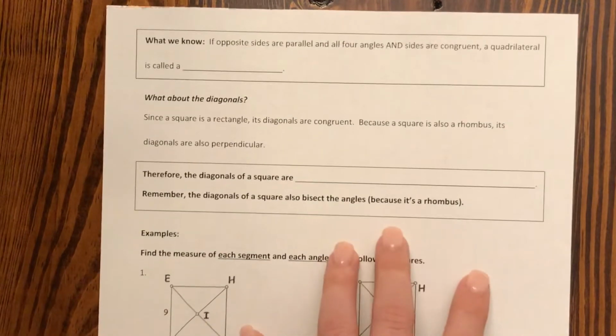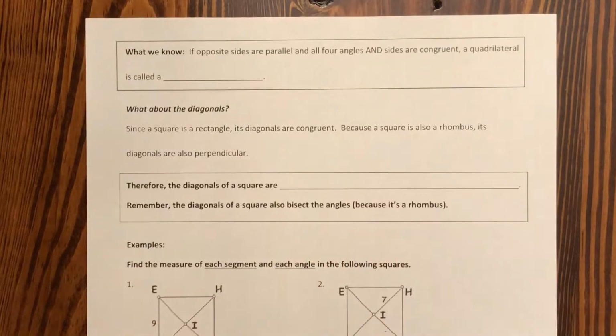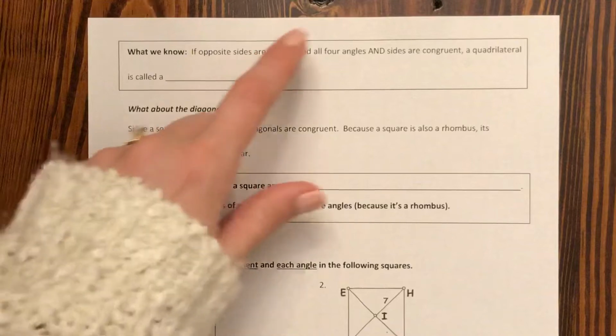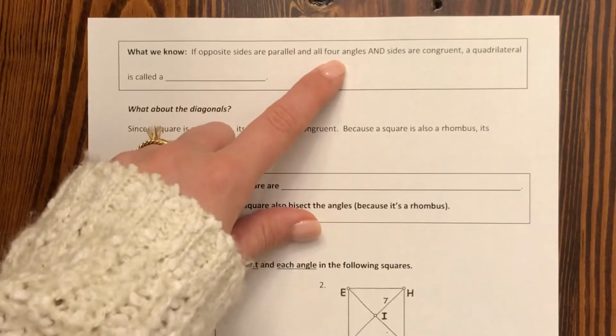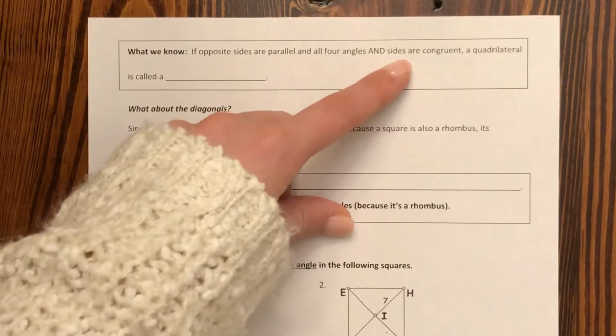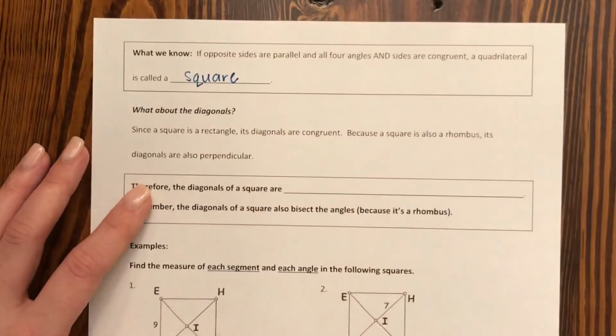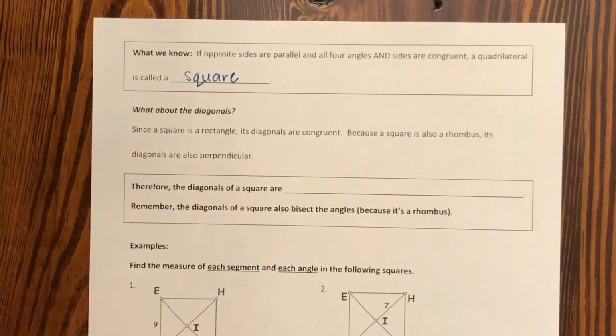Basically, this last parallelogram we're going to talk about, squares, have everything that all the other parallelograms have, because a square is a rectangle, a square is a rhombus, and a square is a parallelogram. Why? Because if opposite sides are parallel, that means it's a parallelogram, and all four angles are congruent, that means it's a rectangle, and all sides are congruent, that means it's a rhombus. What you have is a square. So opposite sides are parallel, all four angles are congruent, and all sides are congruent. So basically everything we've learned about all of those applies to a square.